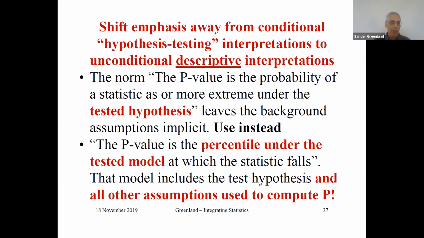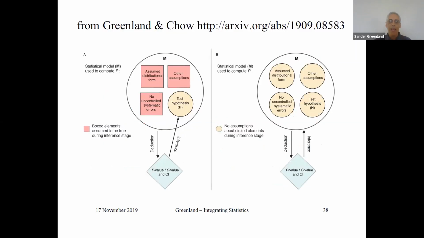Shift emphasis away from conditional hypothesis testing interpretations to unconditional descriptive interpretations. The norm is the p-value, the probability of a statistic as or more extreme under the test hypothesis. That leaves background assumptions implicit. Use instead the p-value as the percentile under the tested model at which the statistic falls. The model includes the test hypothesis and all other assumptions used to compute p. The idea is that p-values don't test hypotheses, they test models.